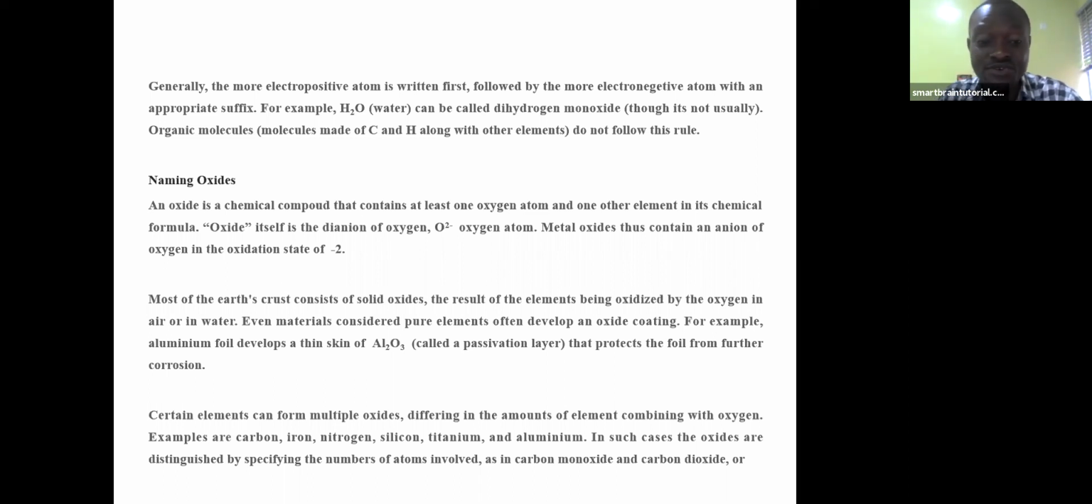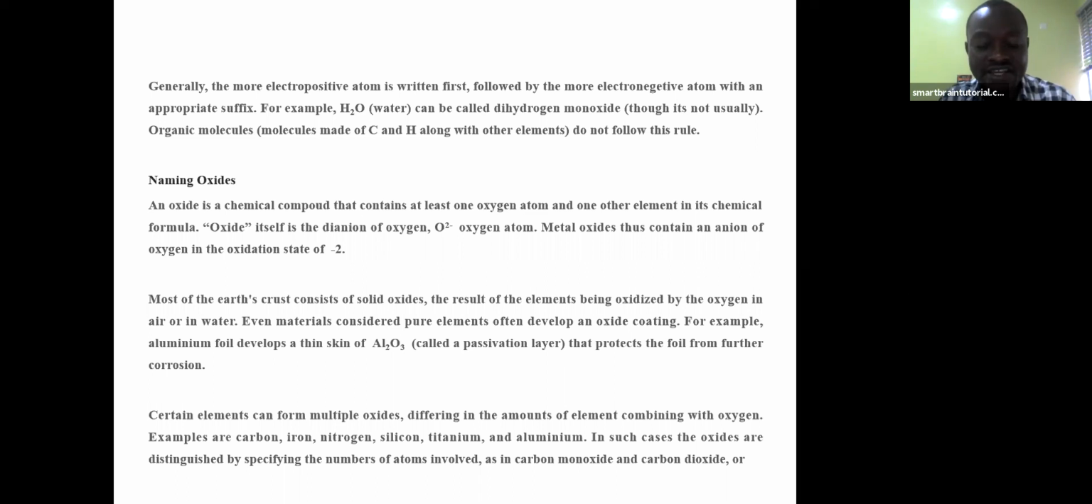which prevents corrosion. Certain elements can form multiple oxides, differing in the amounts of the element combining with oxygen. Examples are carbon. With carbon, we can have carbon 2 oxide, which is known as carbon monoxide, when you have just one oxygen. We can have carbon 4 oxide, which is carbon dioxide. The di there shows there are 2 oxygen atoms. And then we can also have maybe carbon 6 oxide and so on. But let's go on ahead, we'll see.